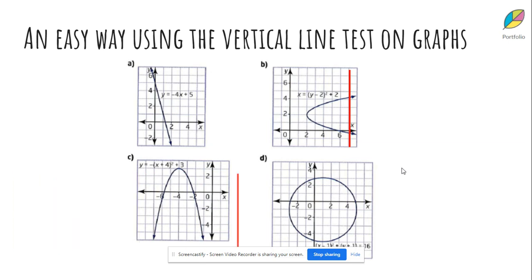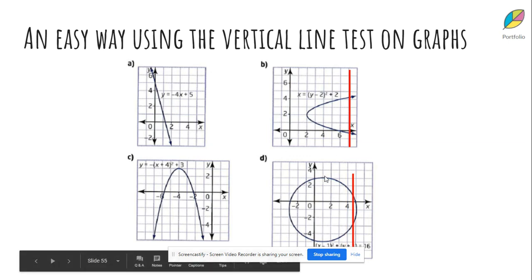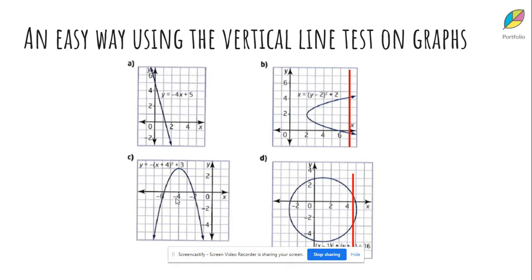Take a look, although this was a bit quick. Similarly here, we notice that our vertical line always touches 1 point on this graph. But when we come to this circle, the vertical line more often than not touches 2 points, as it is doing now. So right now, we can determine that this is a relation. So A and C are functions, B and D are relations.